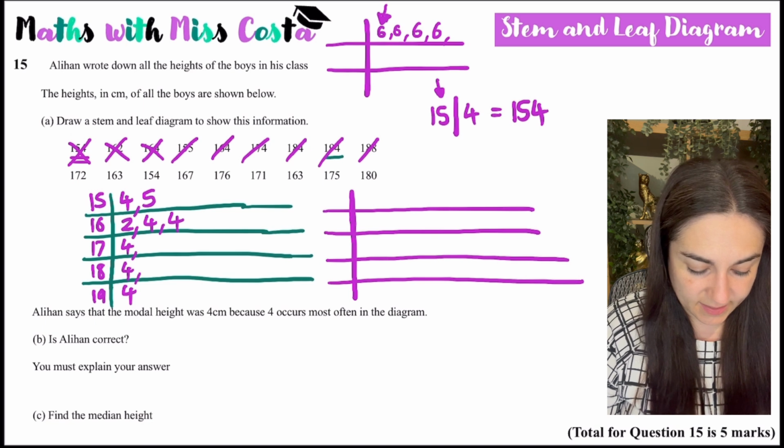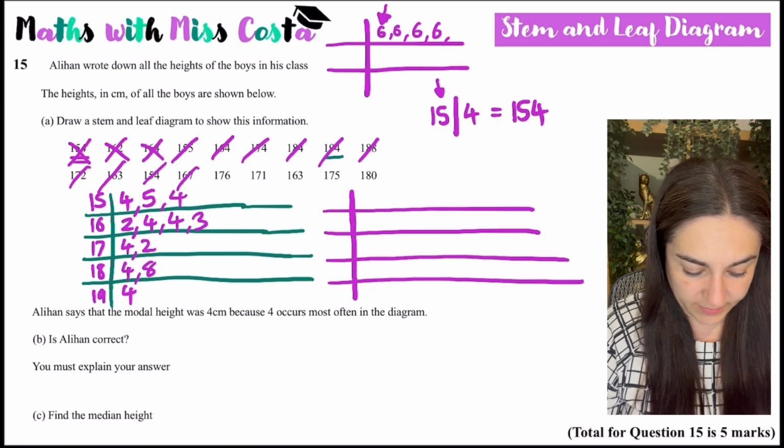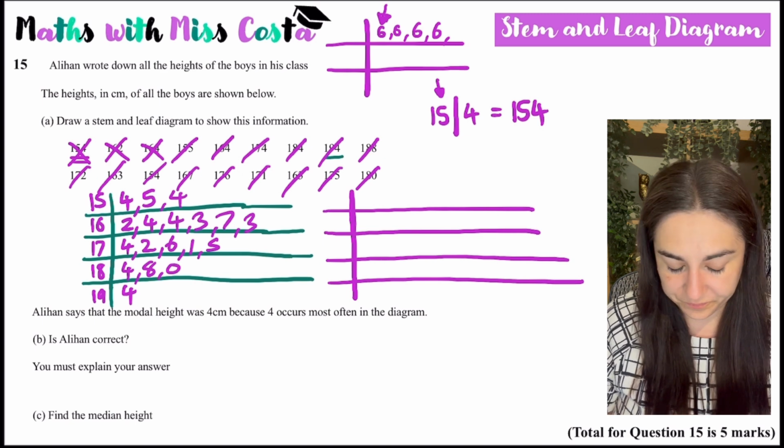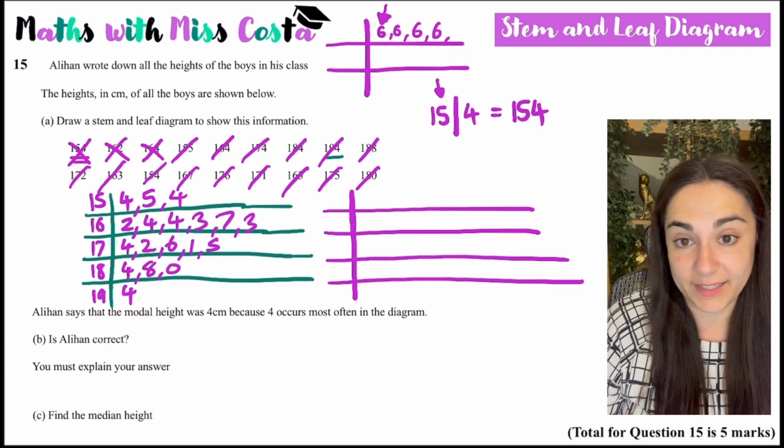188, 172, 163, 154, 167, 176, 171, 163, 175, and 180. So I've drawn a rough stem and leaf diagram.